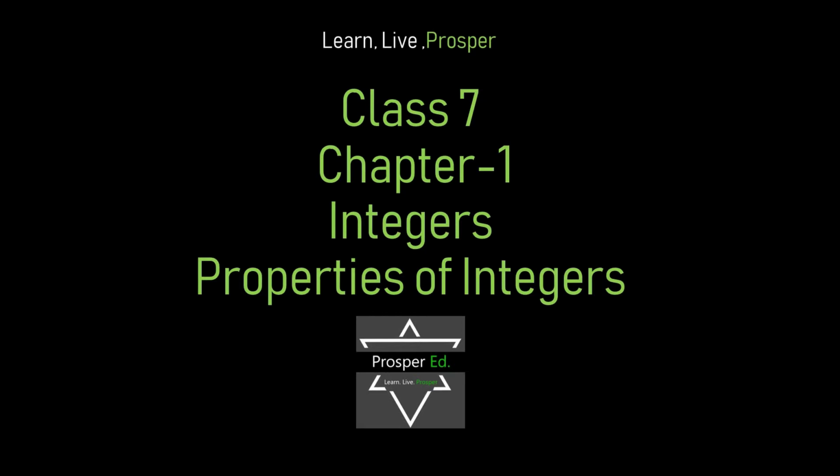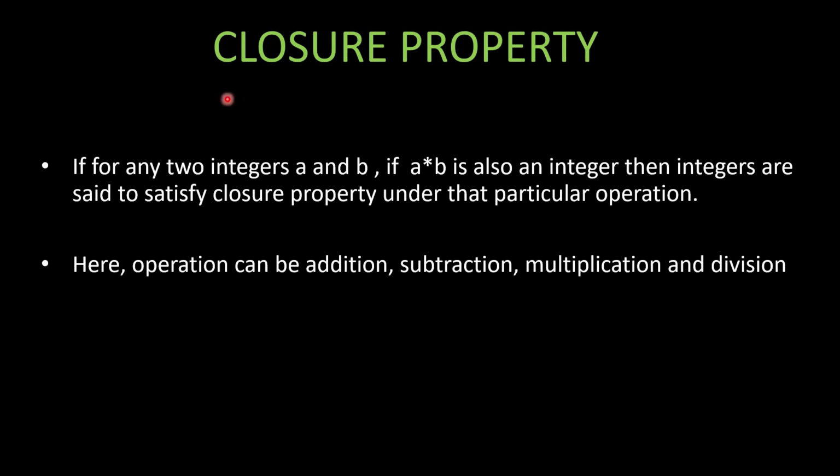Okay, so let's start with our first property, that is closure property. Okay, see, what do you mean by closure property? That means if you are taking any two integers, let's say a and b, then a star b, here star can be plus, minus, multiply and divide. That is a star b should also be an integer. Then only we can say that the property is true for that particular operation.